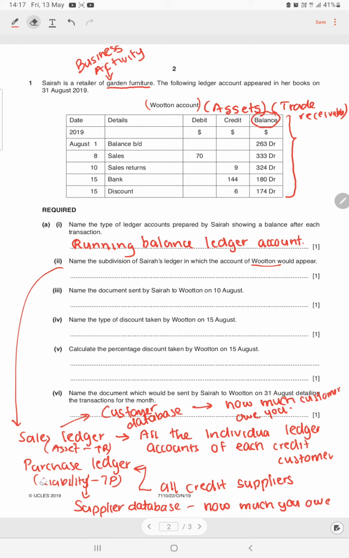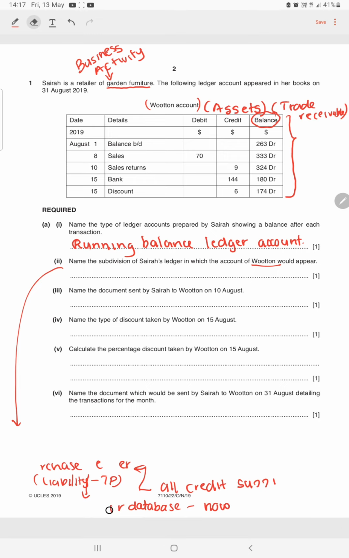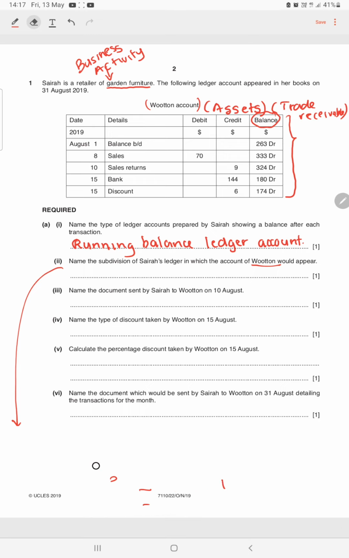So with that information, it's fairly simple to answer this question. The subdivision of sales ledger in which the account of Bhutan would appear. Bhutan, a customer, trade receivable, belongs to the sales ledger. That's how we get the answer for that.